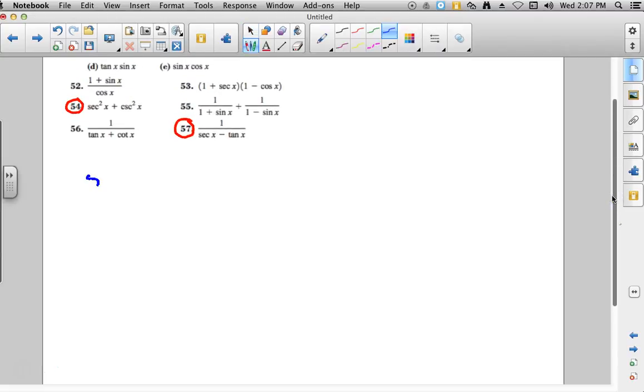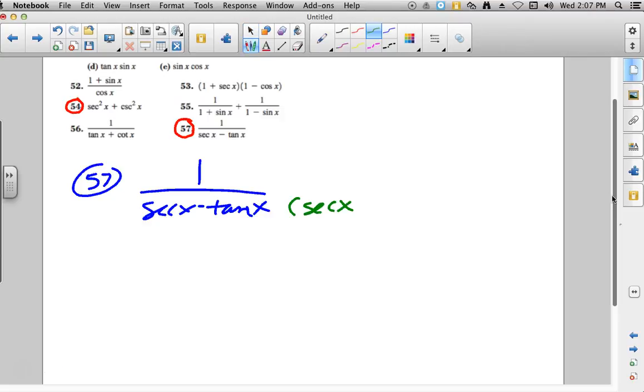Number 57, 1 over secant of x minus tangent of x. Alrighty, so what to try? Well, we know from past experience, all we really have here is a denominator, and what we would want to do is try the conjugate and see if that does anything for us. See if that gets us anywhere.